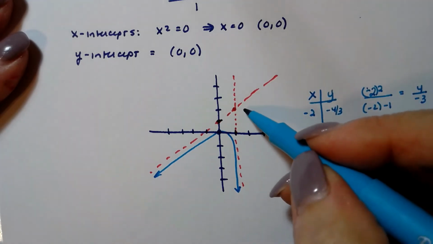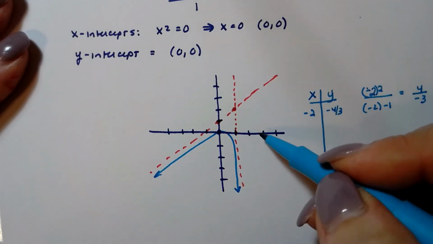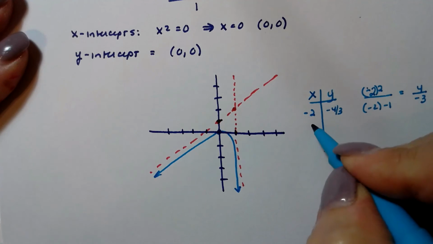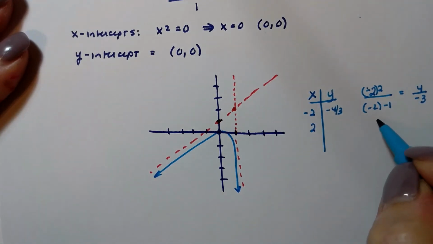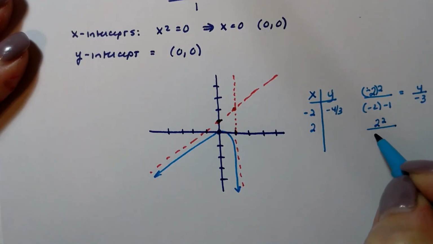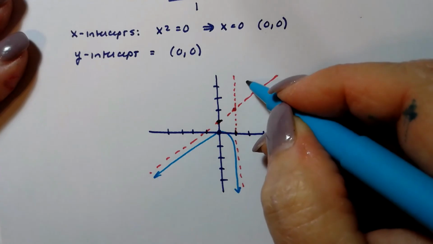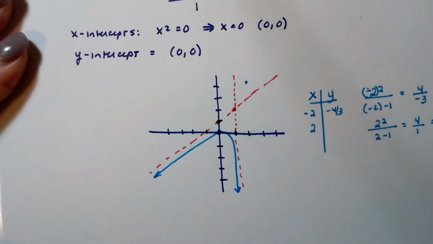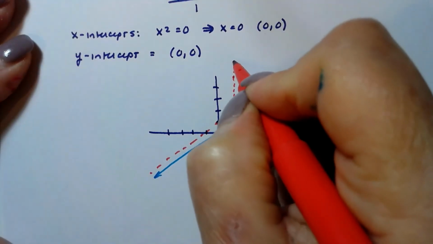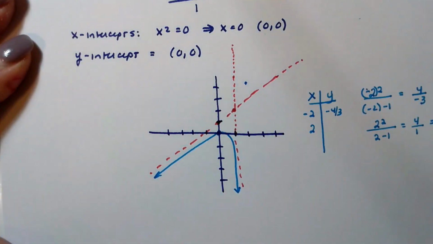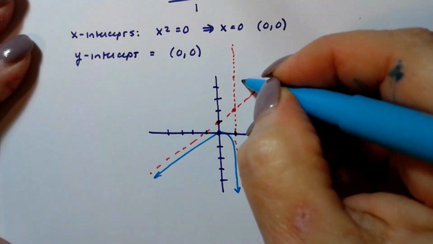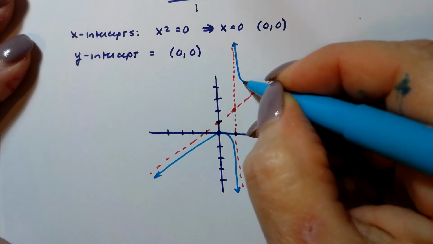Okay. Now I need to check a point in here. So I'm going to choose x equals 2. I plug a 2 in, I have 2 squared over 2 minus 1, which is 4 over 1, or 4. So when x is 2, y is 4, I've got a point up here, so guess what? I know my graph's going to be up there. I don't need another point. I know it's going to swing toward those asymptotes.